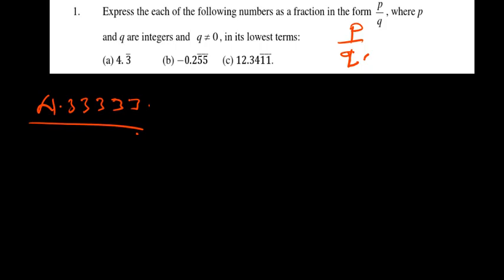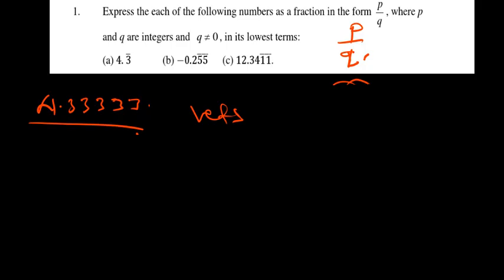You can keep on writing 4.33333, and it can go on and on. You are not going to manage writing all the 3s. You get my point? So to make things simple, we just say 4.3, then we put a bar. This bar tells us that this 3 keeps on repeating itself: 3, 3, 3, 3, 3, 3.